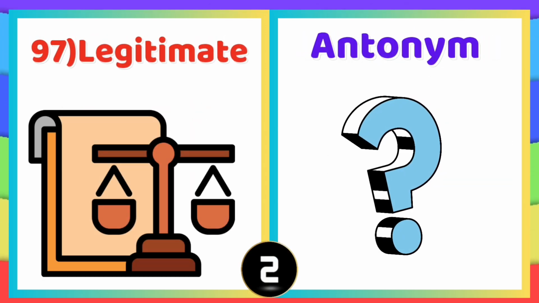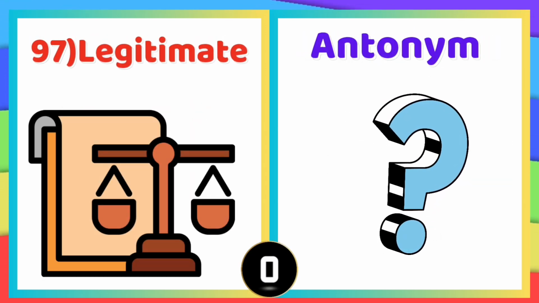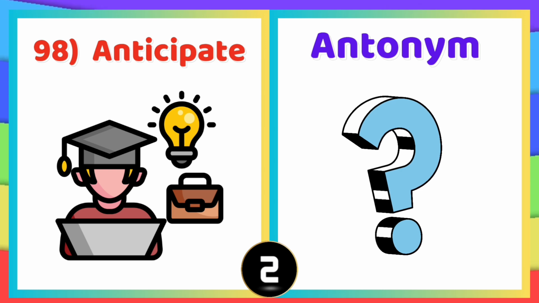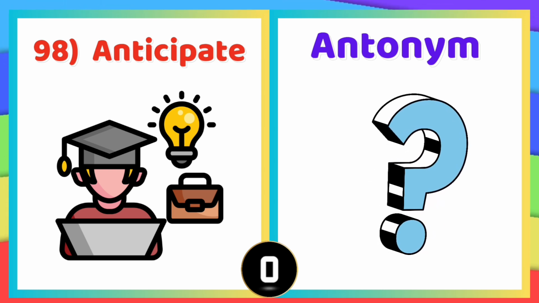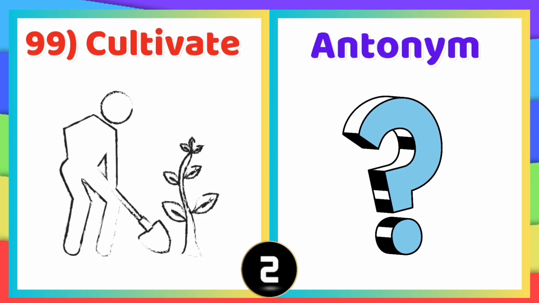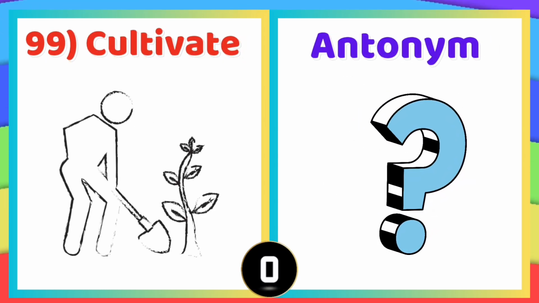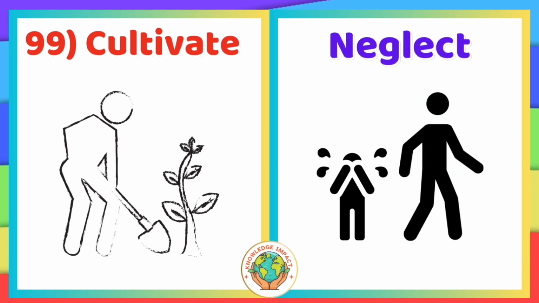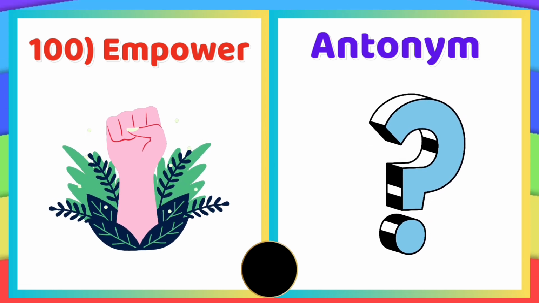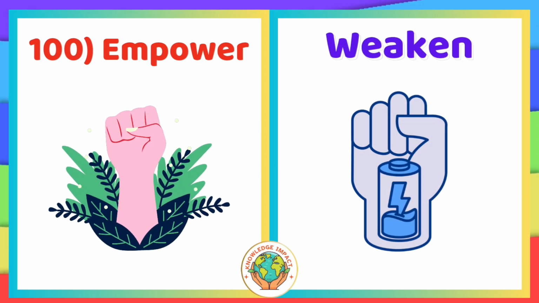What's the antonym of the word legitimate? Illegitimate. What's the antonym of the word anticipate? Doubt. What's the antonym of the word cultivate? Neglect. What's the antonym of the word empower? Weaken.